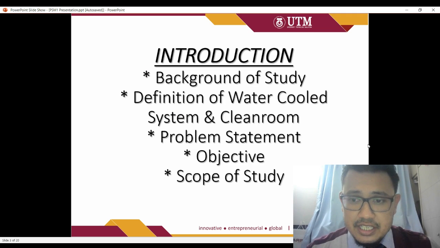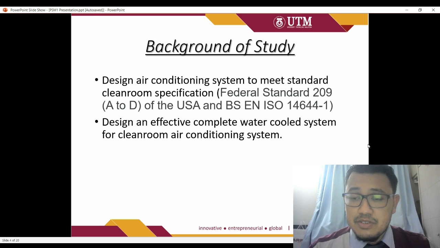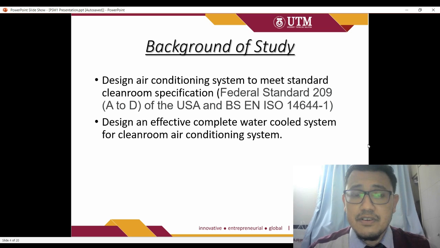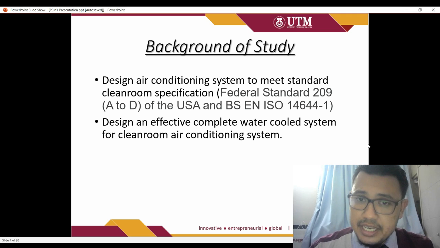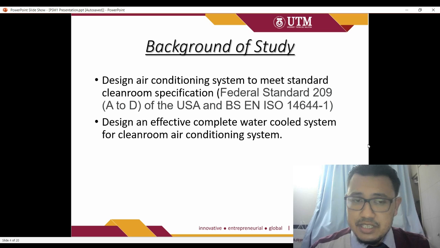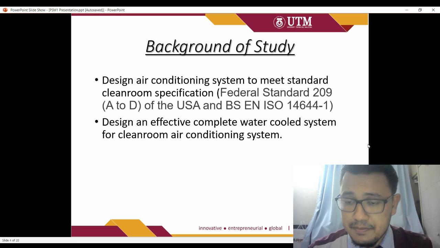For the introduction, the background of the study is to design an air conditioning system for a clean room to meet the FED standard 209 A to D and the BS ISO 14644-1, and to design an effective, complete water cool system for the clean room.